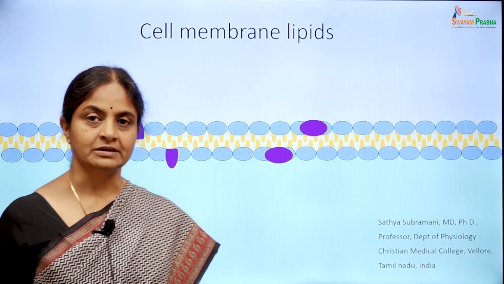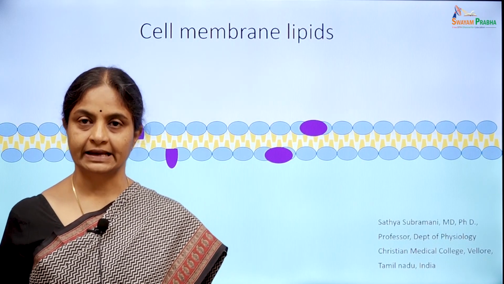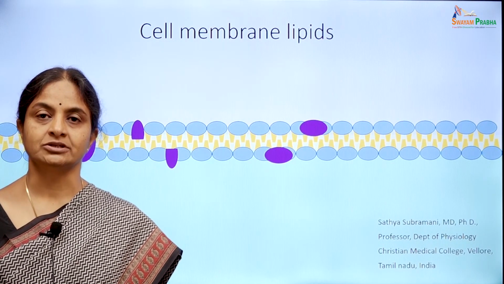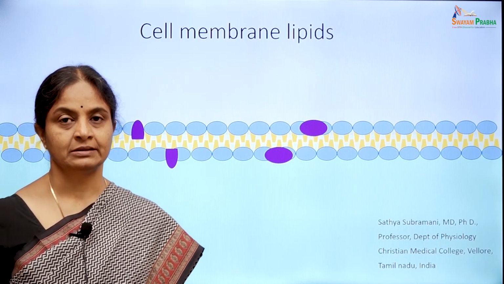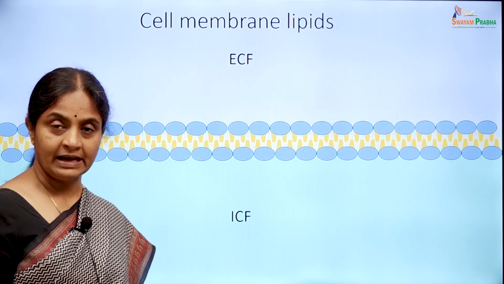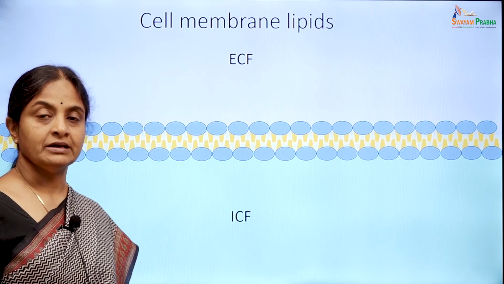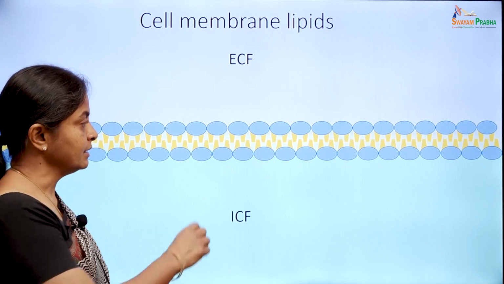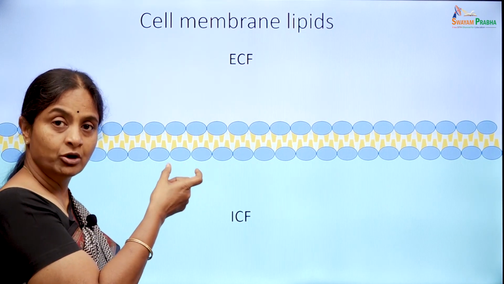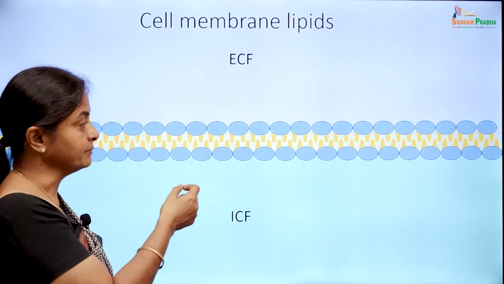The cell membrane is composed of proteins, lipids and carbohydrates. Today's lecture focuses on cell membrane lipids. We have learnt that the lipids of the cell membrane are arranged as a bilayer. Each of these in the cartoon represents a molecule of lipid.